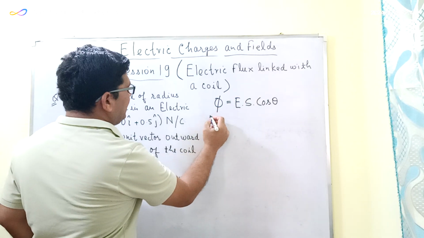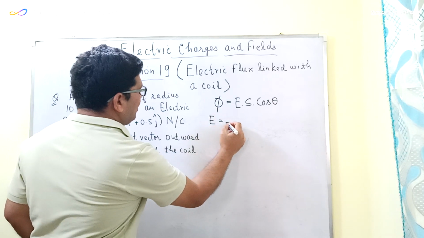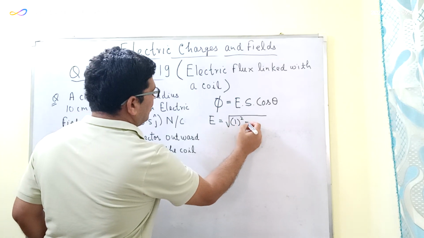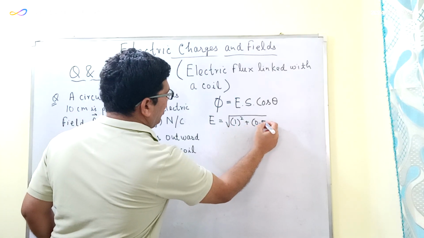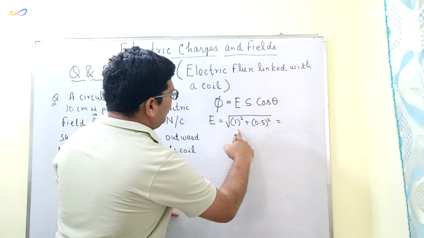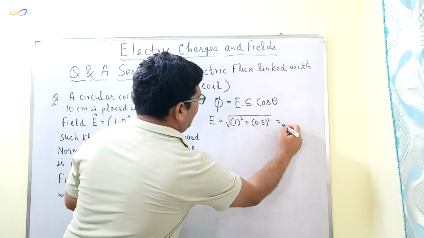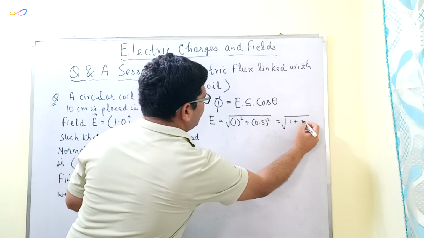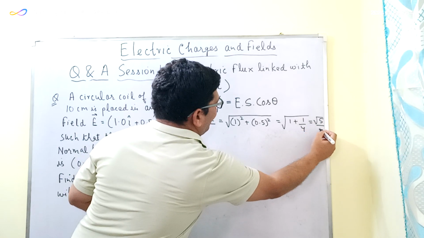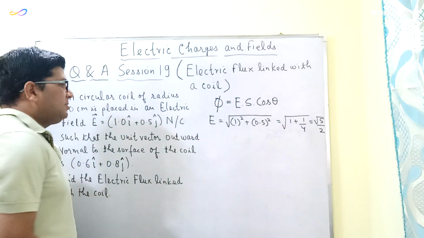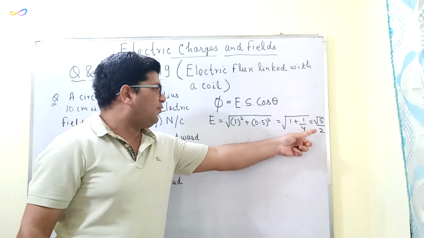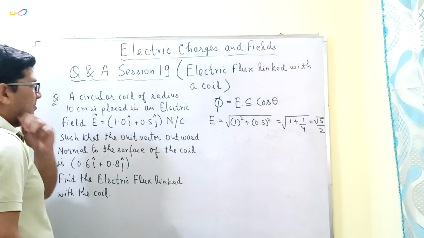The magnitude of E will be equal to under root of 1 square plus 0.5 whole square. So this will be equal to under root 1 plus 1 by 4, which is equal to root 5 divided by 2. So the magnitude of the intensity of electric field is equal to root 5 by 2 Newton per coulomb.